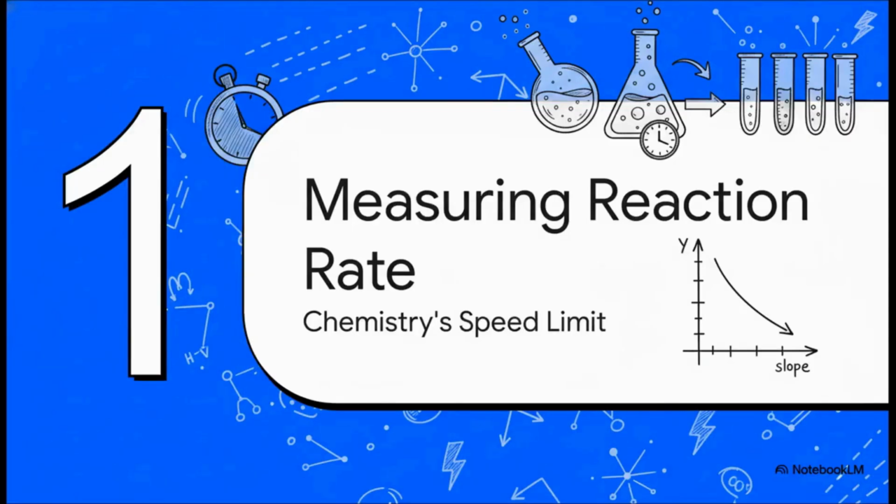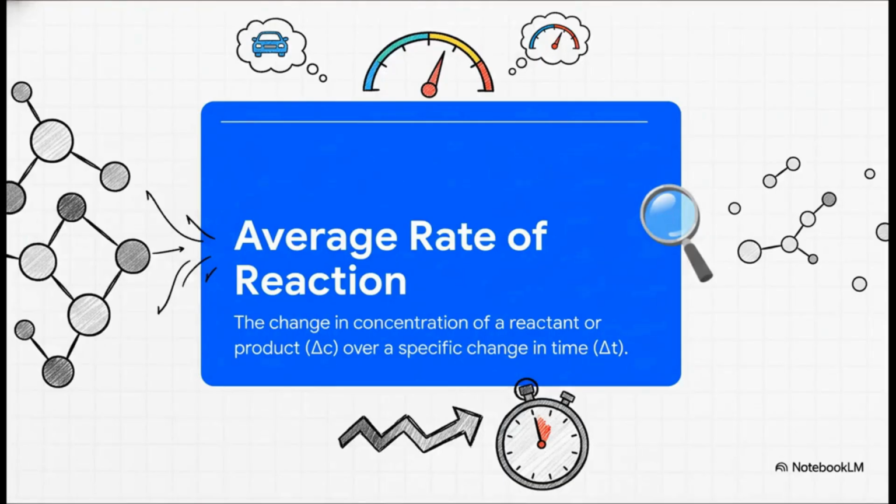Okay, so if we're going to talk about speed, we need a way to measure it, right? We need a kind of chemical speedometer. Let's dig into how we actually measure a reaction's rate. The official term for this is the average rate of reaction.